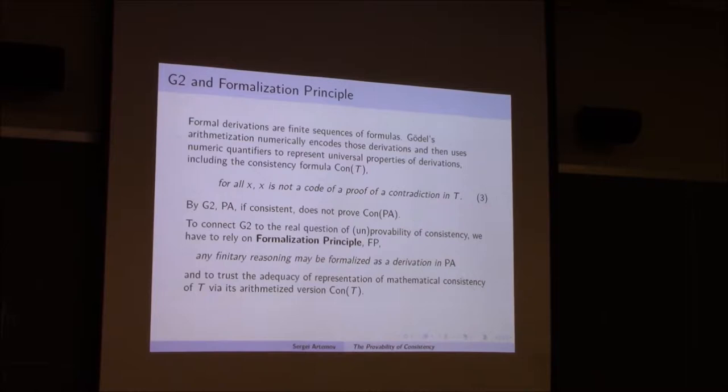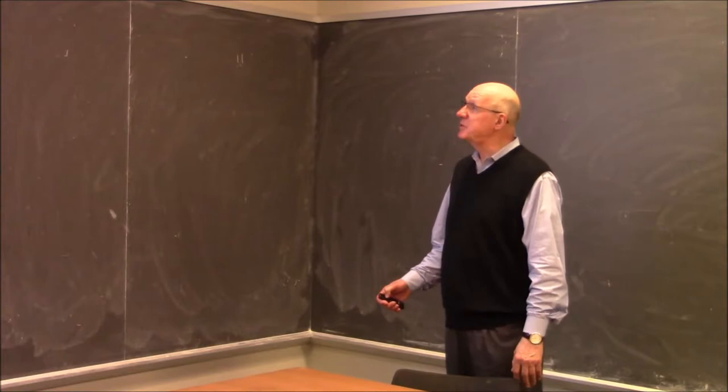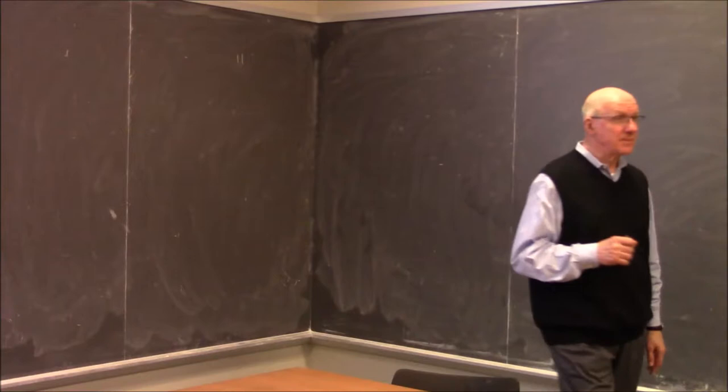If you find a way to circumvent it, to return to Hilbert's original desiderata about consistency proofs, you'll be just fine. Anyway, by G2, Peano arithmetic, if consistent, doesn't prove this particular formula. What's G2? Gödel's second theorem, okay. Yes, G2. Thank you.